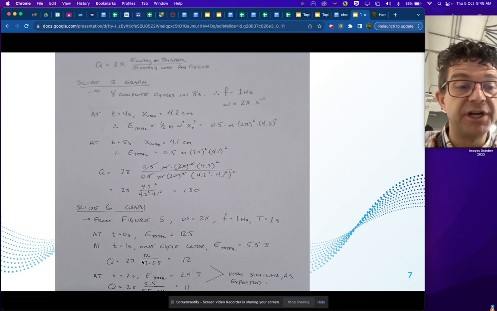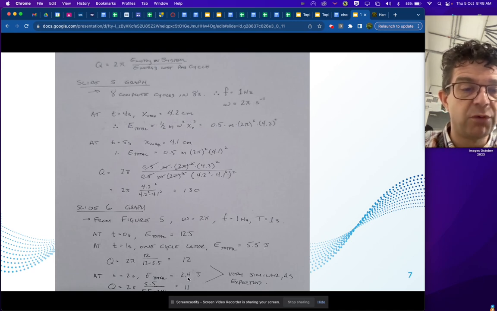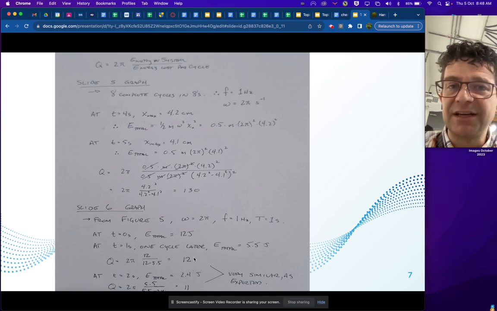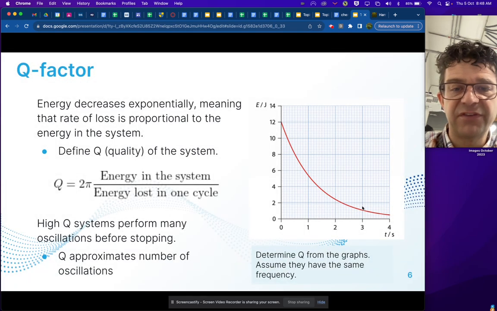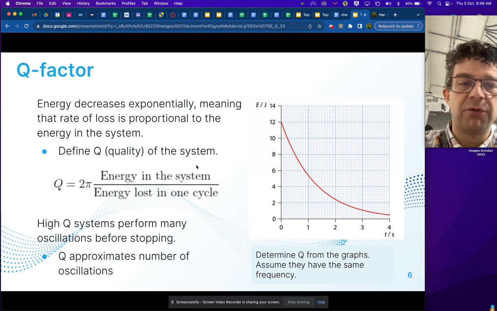And if we go between 1 and 2 seconds here, from 5.5 down to 2.4 joules, that gives you a Q factor of 11. The rounding makes the numbers a little bit different in reading them off the graph, but we get very similar values for the Q factor as we look at any pair of times on this figure. Right? We would get the same thing here as well. Okay. So that's what you're doing for damping.